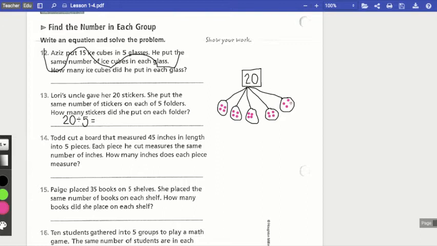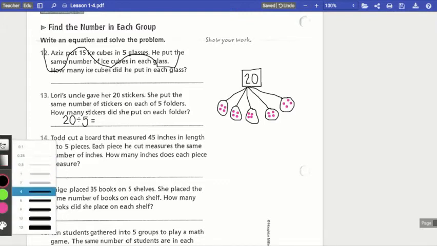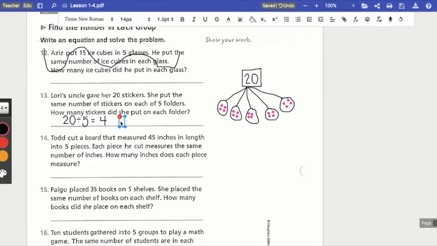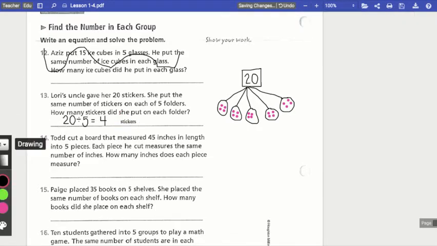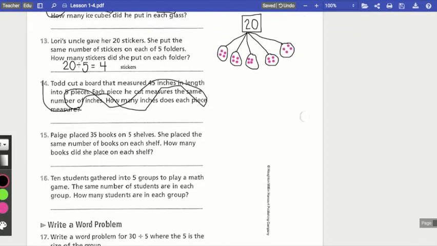and 20. So how many ended up in each group, or how many stickers did you put on each folder? 4. 4 stickers. Awesome. Again, we're just going to work on our odd numbers here. This next one I'll slow down a little bit and let you really join me on it, okay?